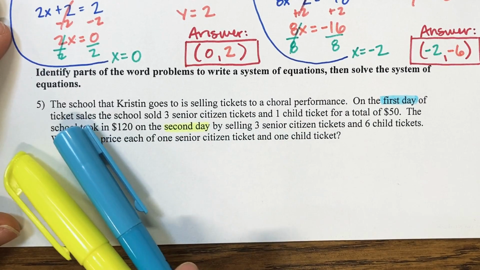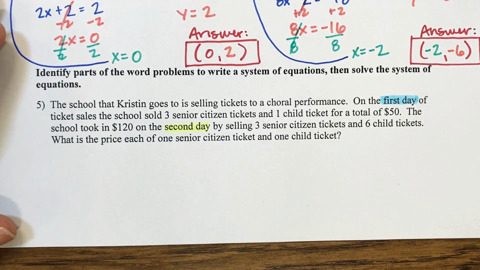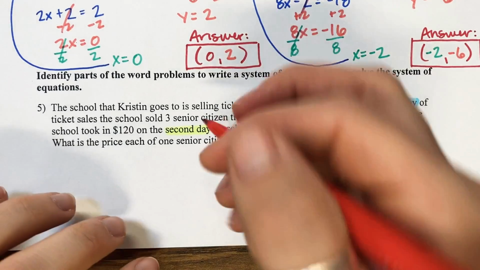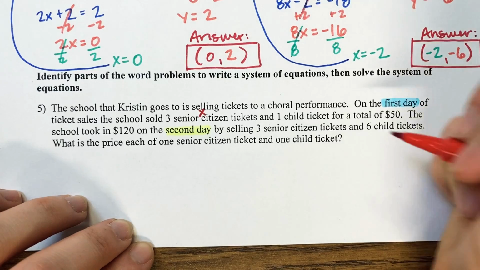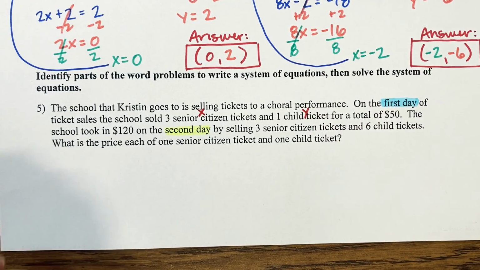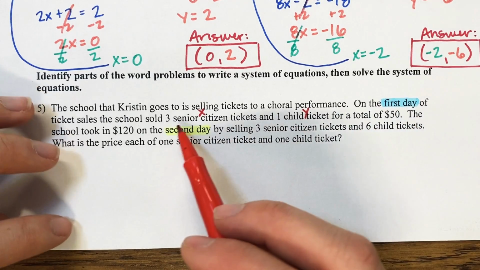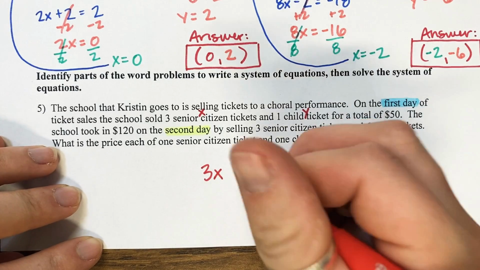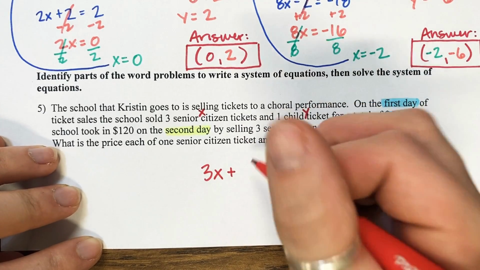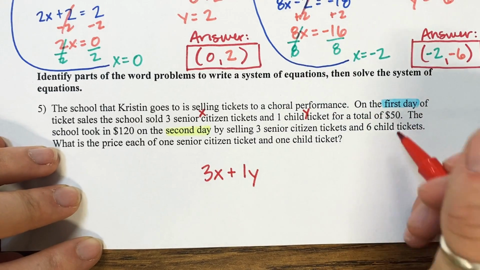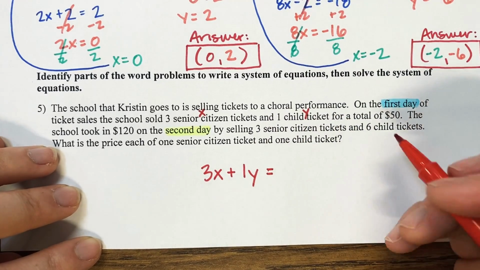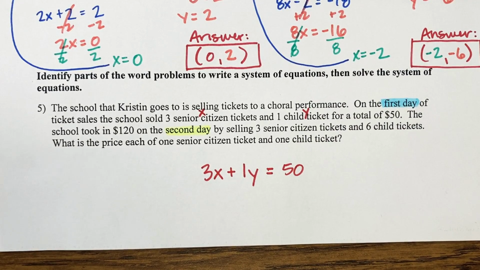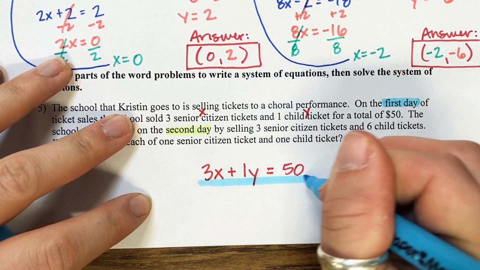Okay, so on the first day of ticket sales, the school sold 3 senior citizen tickets and 1 child ticket. So 2 types of tickets. So I'm going to label senior citizen tickets as X and the child ticket as Y. Okay, so on the first day, they sold 3 senior citizen, so 3x, plus 1 child ticket, 1y, for a total always means equal, of $50. And there is our first equation, okay? So that was our blue equation on the first day.